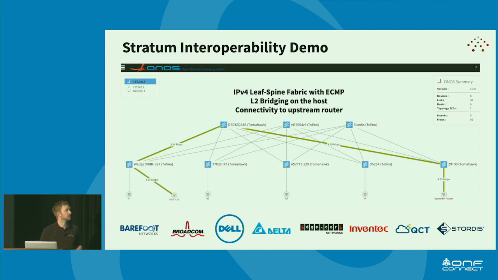Just wanted to give you a quick rundown on the interoperability demo. So as I mentioned, it's a leaf spine fabric. We have 5 leaves and 3 spines. We've got both Tomahawk and Tofino boxes in both roles. We're connected to the internet via an upstream router, and we have a port connected to our laptop, as well as hosts connected to servers that can be used to generate traffic. And this was a big effort from a large number of community members to get this up and running.